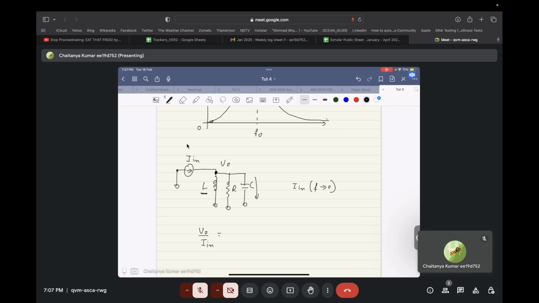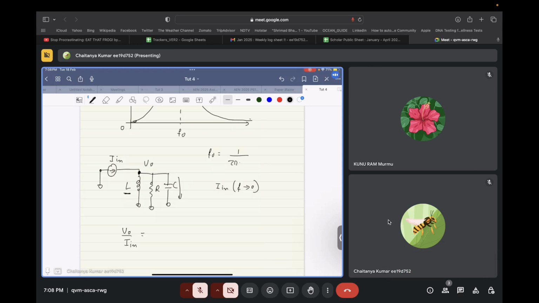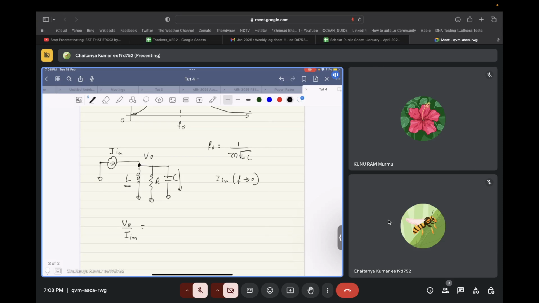At intermediate frequencies, when all R, L, C are not short, in those frequencies we will get some voltage. And you guys might be familiar with the concept of resonance. So at a frequency of f naught equal to 1 by 2 pi root LC, you will get the maximum response. So let's try to write its response, and then we'll see if this is feasible or not, if it seems like a band pass filter.